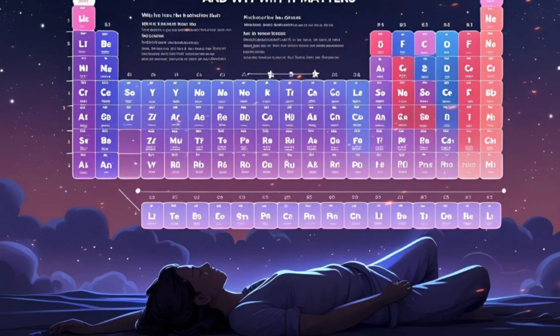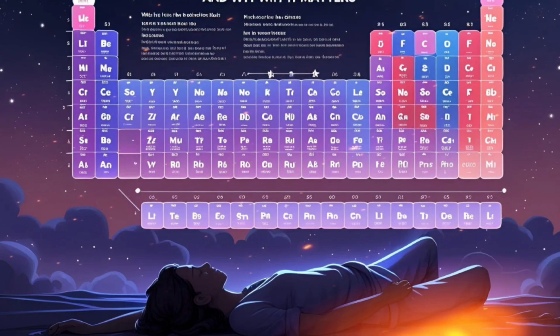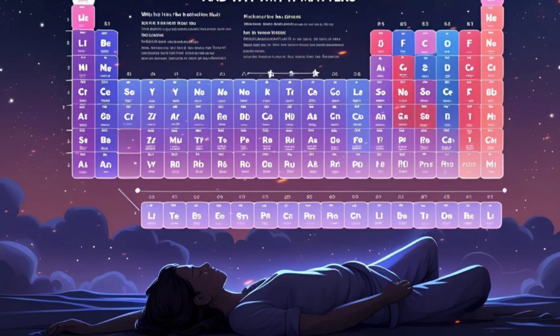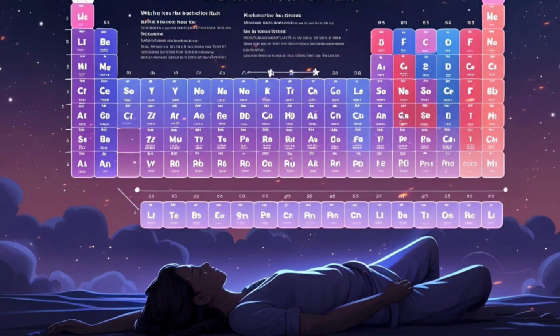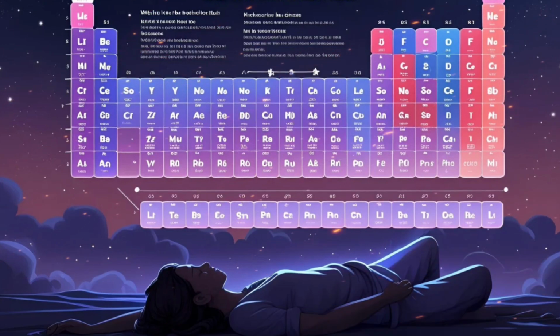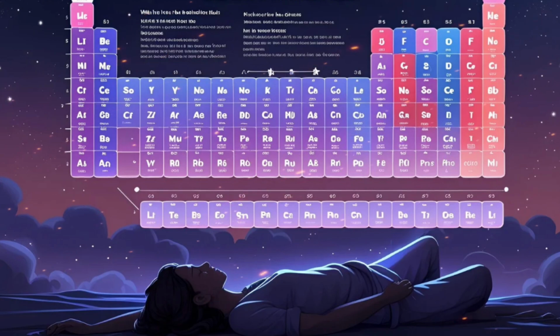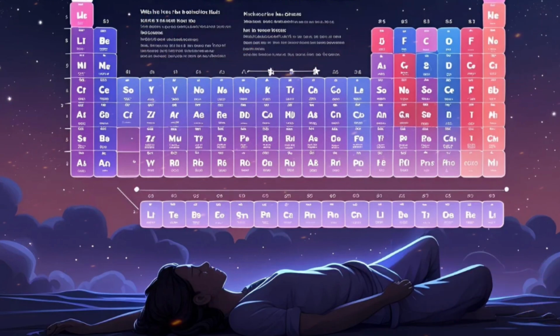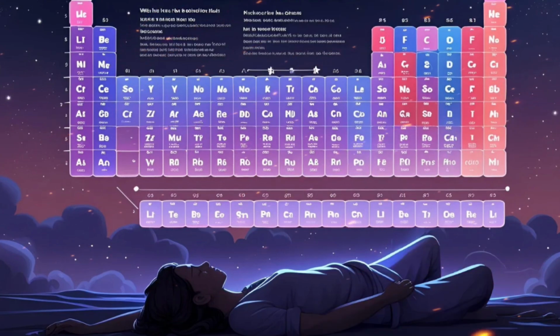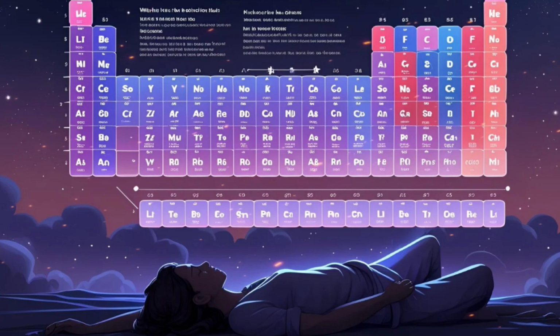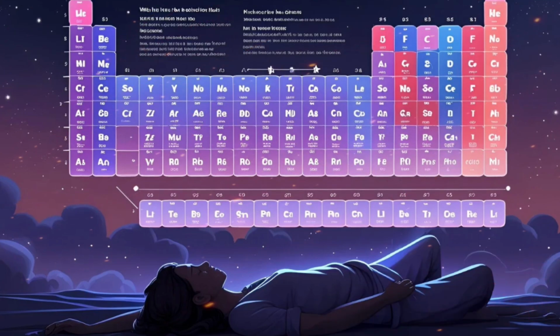Now we turn to Group 1 of the periodic table, known as the alkali metals. These are some of the most reactive elements in all of chemistry, known for their simplicity in structure and their intensity in behavior. Group 1 includes lithium, sodium, potassium, rubidium, cesium, and francium. All of them share one defining feature: a single valence electron. This lone outer electron makes them both predictable and energetic.